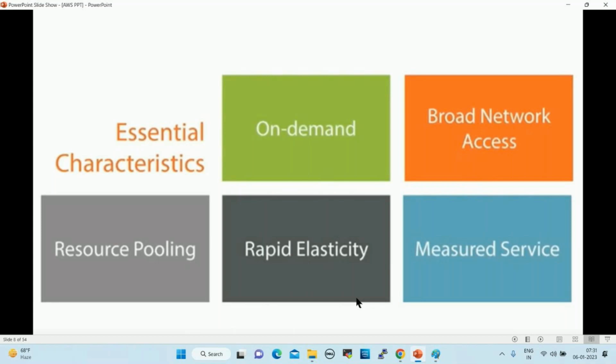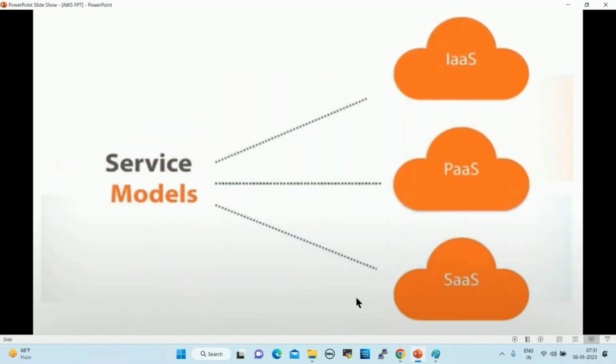Fine. Next one, service models. Three models are available here. So IaaS, PaaS, SaaS. What is IaaS? Infrastructure as a service, right? What is PaaS? Platform as a service. SaaS, software as a service. What is infrastructure as a service?